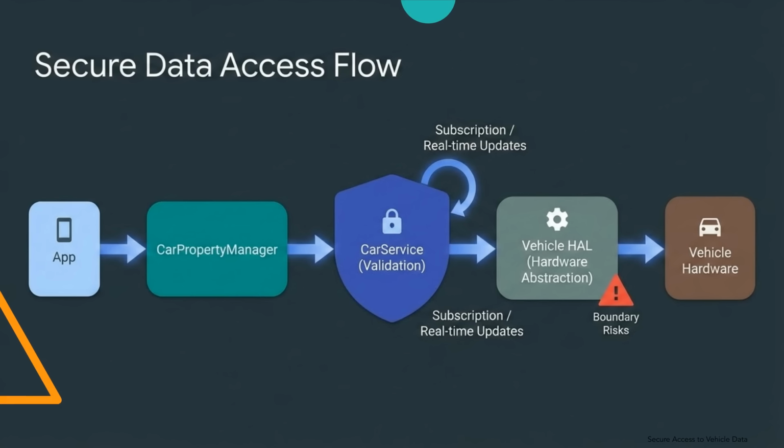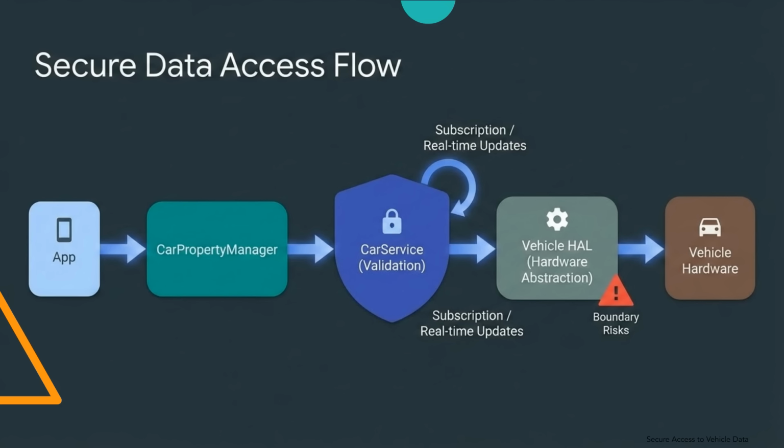In this lecture, we move deeper into how vehicle data is actually accessed within Android Automotive systems. Earlier, the permission model was explained. Now we connect those permissions to real data flow inside the system. Vehicle data is not directly exposed to applications. Instead, it flows through structured layers with strict validation points.